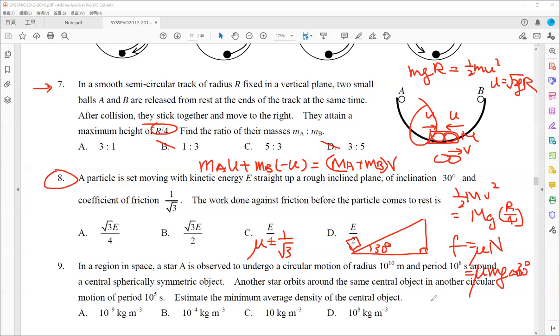So let's calculate the value of friction. The mu is 1 over root 3, mg cosine 30 degrees is root 3 over 2 mg. So the friction has a magnitude of half of the weight. So why do you need to find the work done against friction? Why is it not equal to the kinetic energy? Because when it moves upwards, there is also a gain in potential energy. So let this distance be S.